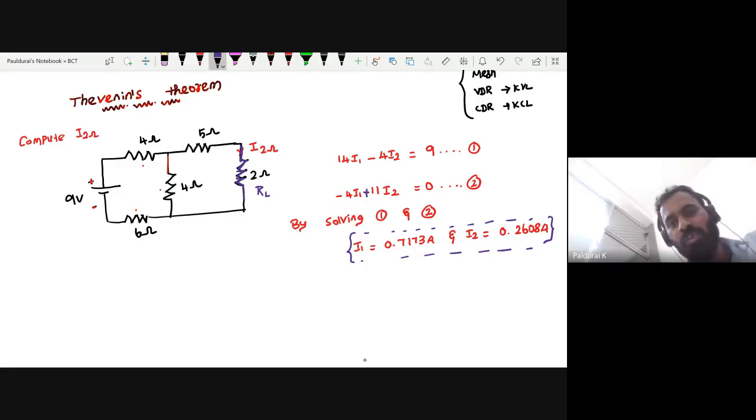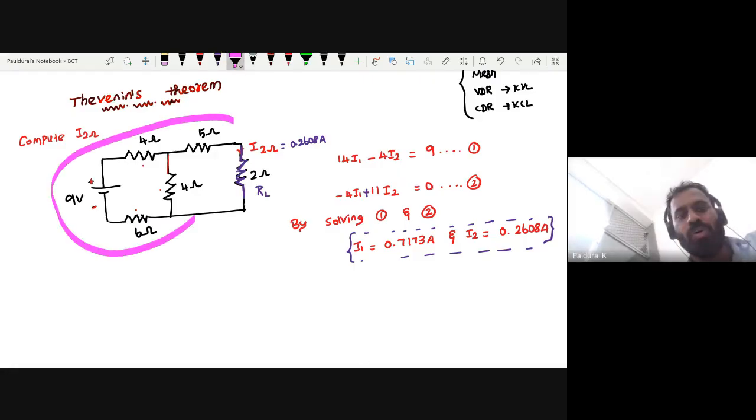And the current which is flowing through the load is 0.2608 amps, that you know. So now, except this load, I am having the remaining things, right? That can be replaced by a single voltage source in series with a resistance. That is the beauty of this. The above circuit is somewhat complex, right? This circuit is somewhat complex.